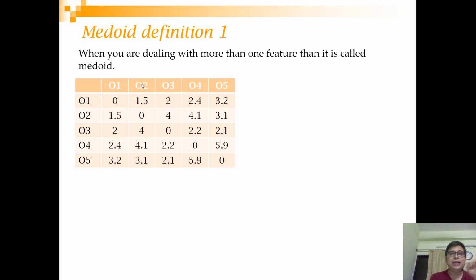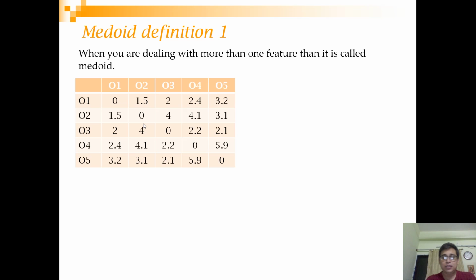So basically, if you look at this one, O32, it means that the difference between O3 and O2 is 4. How is this difference coming? You can use any standard distance metric. You can use either Euclidean or Manhattan. All right, so this is your first step. You create this dissimilarity matrix.